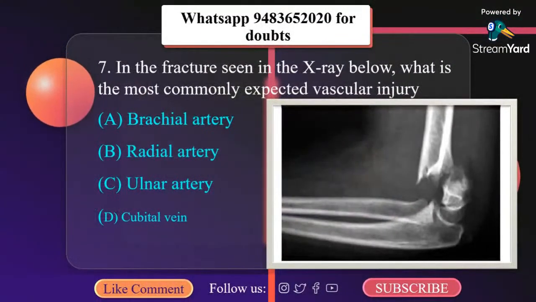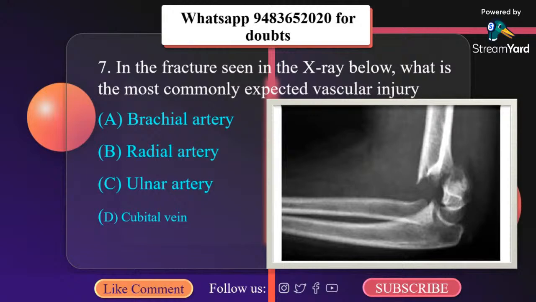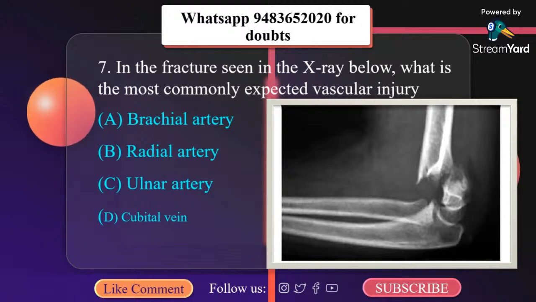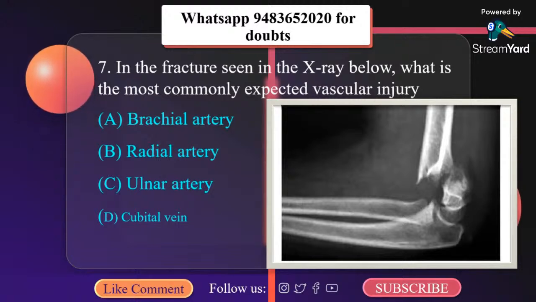In the fracture seen in the X-ray below, what is the most commonly expected vascular injury? A. Brachial artery, B. Radial artery, C. Ulnar artery, D. Cubital vein. It is a supracondylar fracture, so the artery which is involved is the brachial artery.